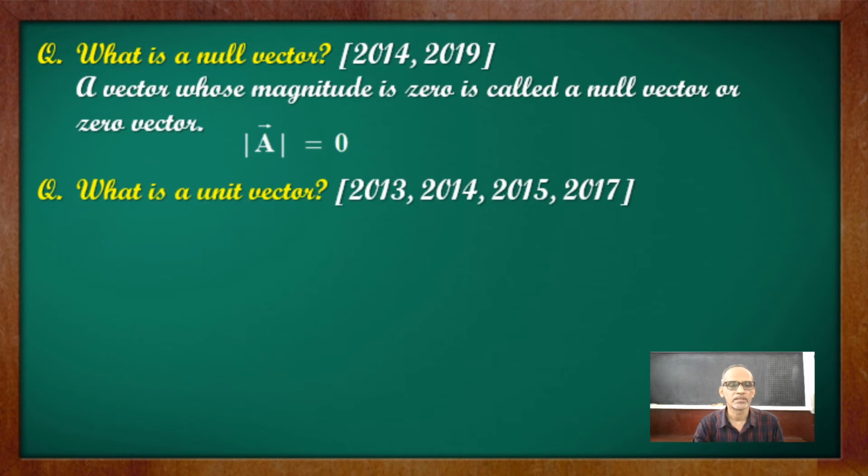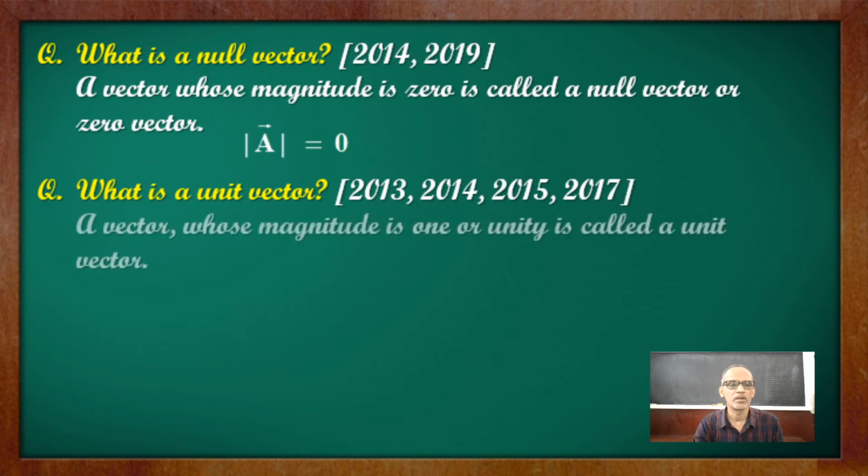What is a unit vector? You can see this question has appeared 4 times in the examination. Unit, unity means 1. So a vector whose magnitude is 1 is called a unit vector. So what is a unit vector? A vector whose magnitude is 1 or unity is called a unit vector.